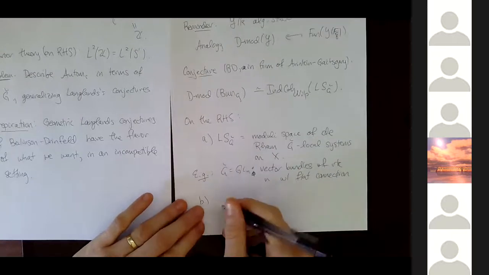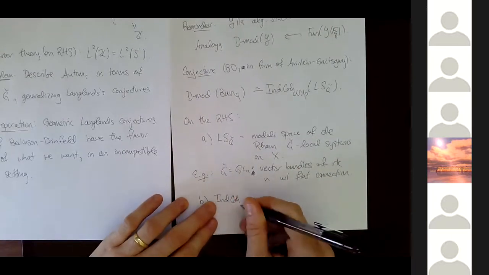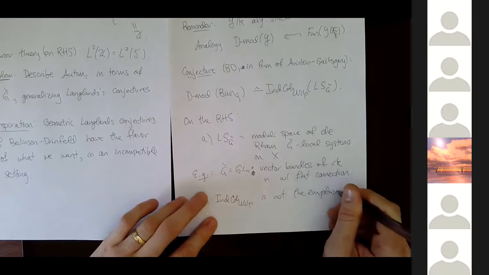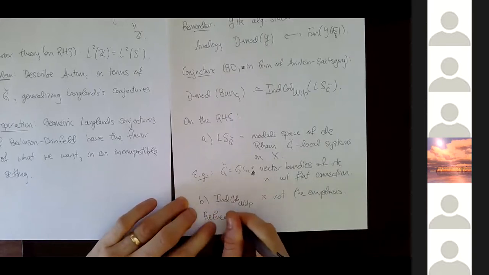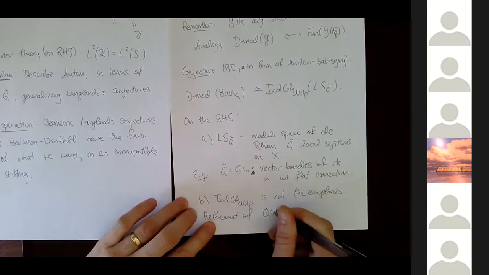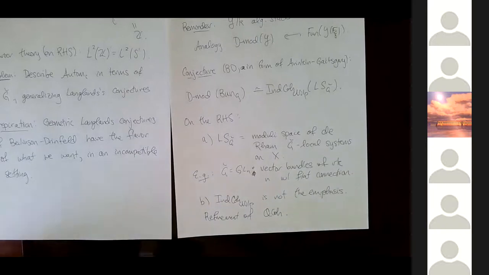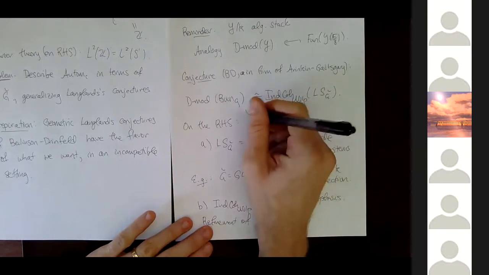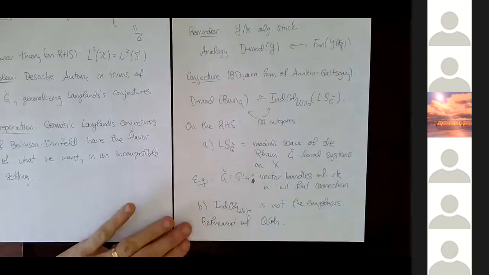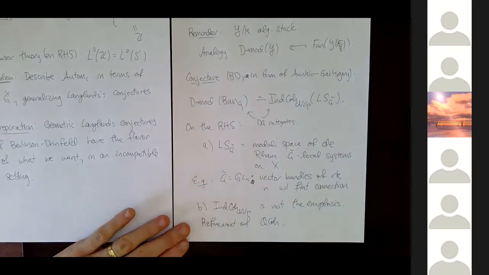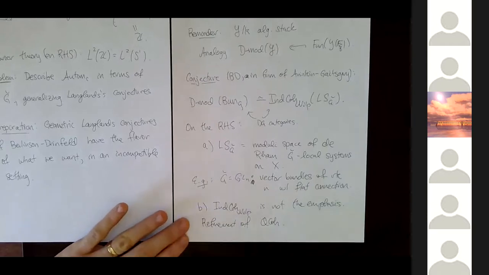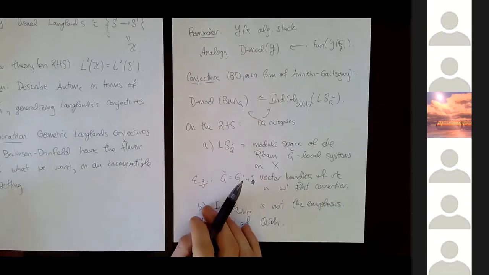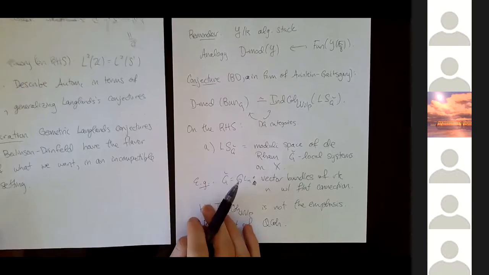And then there's a second thing, which is that this category IndCoh with nilpotent support, I sort of don't want you to worry about too much. This is not the emphasis. It's a sort of refinement of what's called quasi-coherent sheaves. I should say everything here, these are all derived categories. So all of these are considered as categories. Okay, so it's not the emphasis of this talk. I just want to have the notation around, and it's possible to speak precisely, but it's not the thrust of what we're after here.